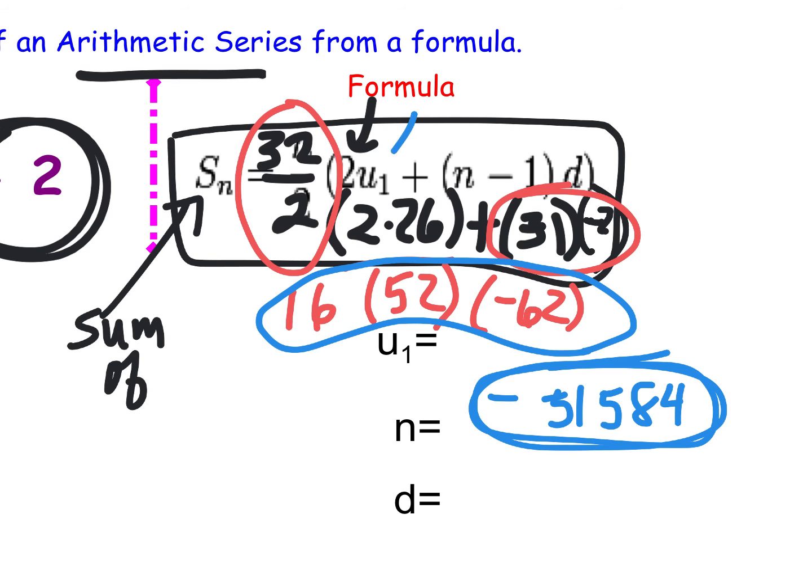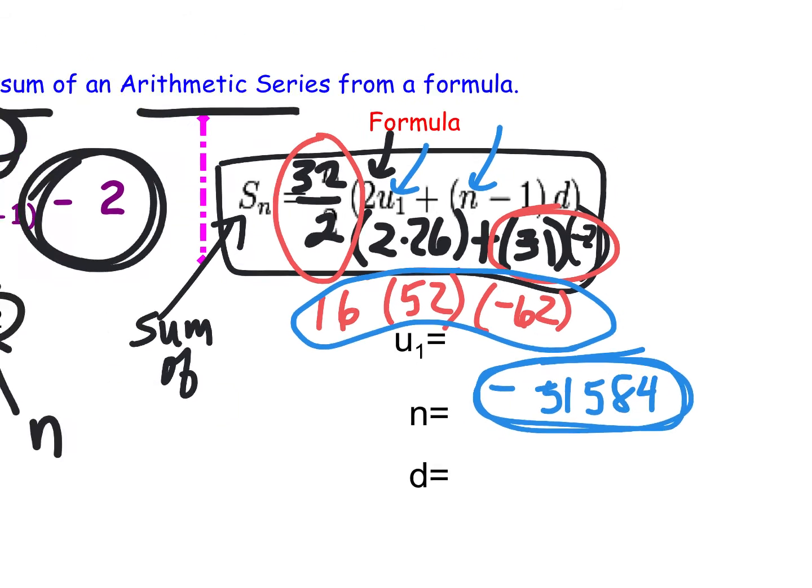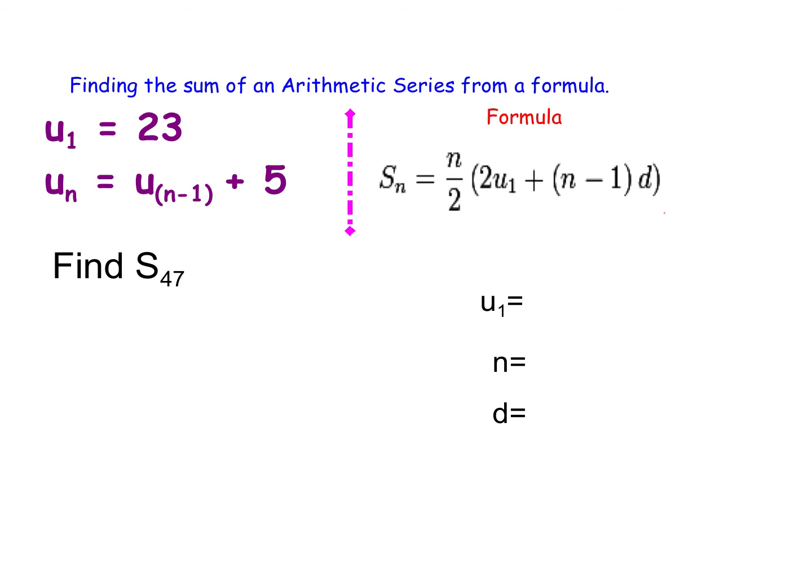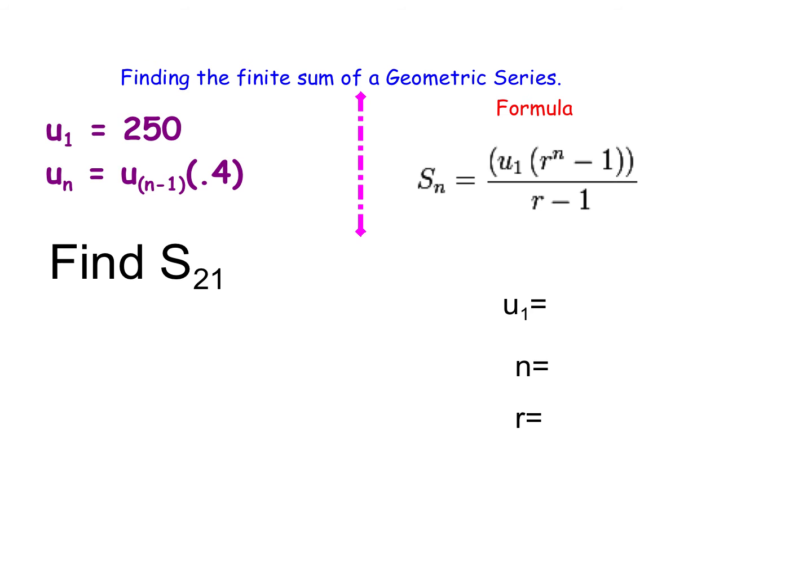Do you know what U1 is? It's the first number. What's N? It's whatever term you're looking for. Like in this case, the 32nd term. We're adding up all the numbers in this arithmetic series. This is, again, a sum of arithmetic. This is the exact same formula, so I don't want to torture you with this one twice.